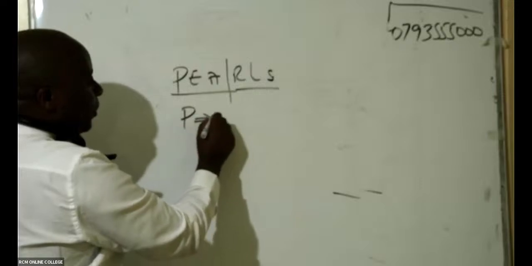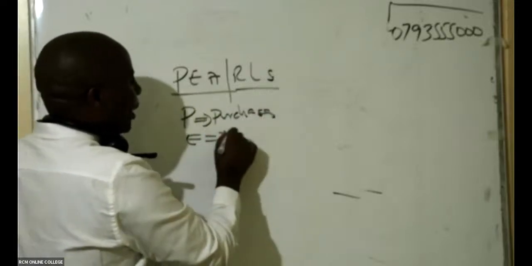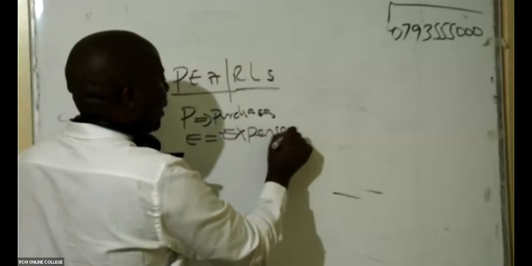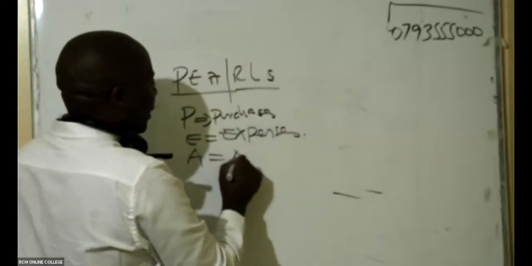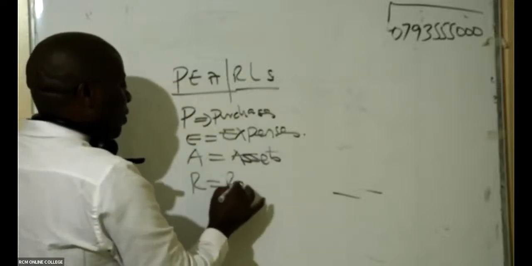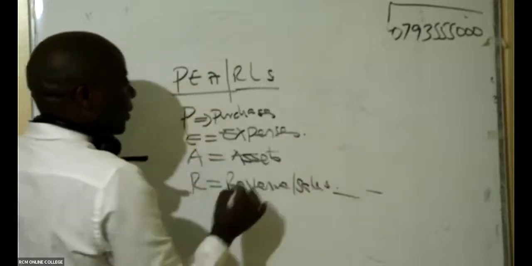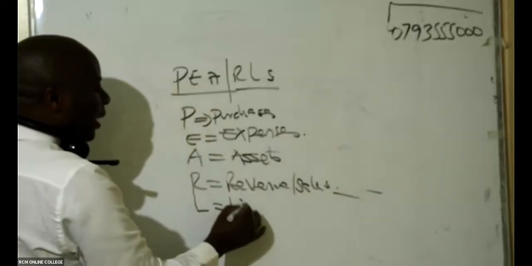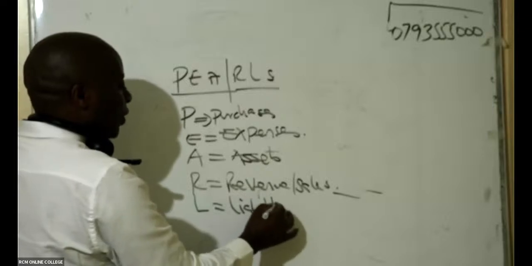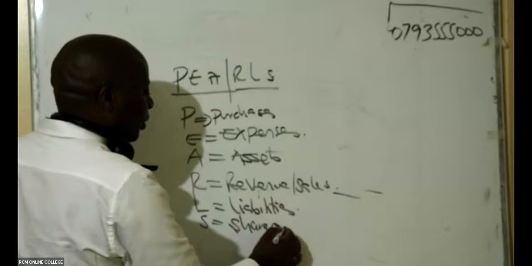So P stands for purchases. E stands for expenses. A stands for assets. R is revenue, and you see revenue is the same as sales. L is liabilities. S is the famous share capital.